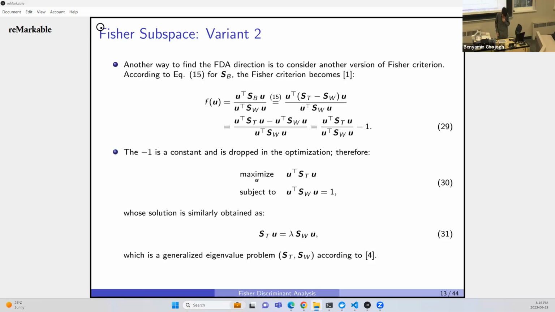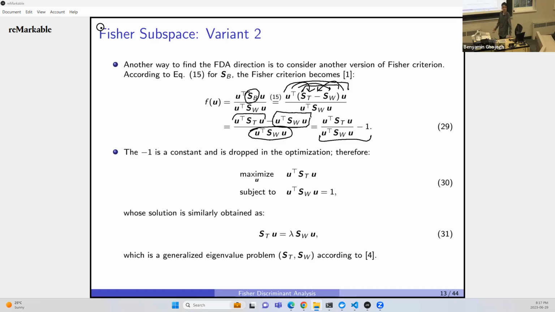And here, now let's go back to variance 2. Do you remember? I just showed you that SP in variance 2 can be written as total scatter minus SW. So let's put it in the Fisher criterion. If I put it in the Fisher criterion, it can be simplified. How? In this way. So now I can multiply this by U transpose and U. So I will have U transpose STU minus U transpose SWU. Interestingly, this is equivalent to the denominator. Therefore, I can write it as U transpose STU over U transpose SWU minus 1.